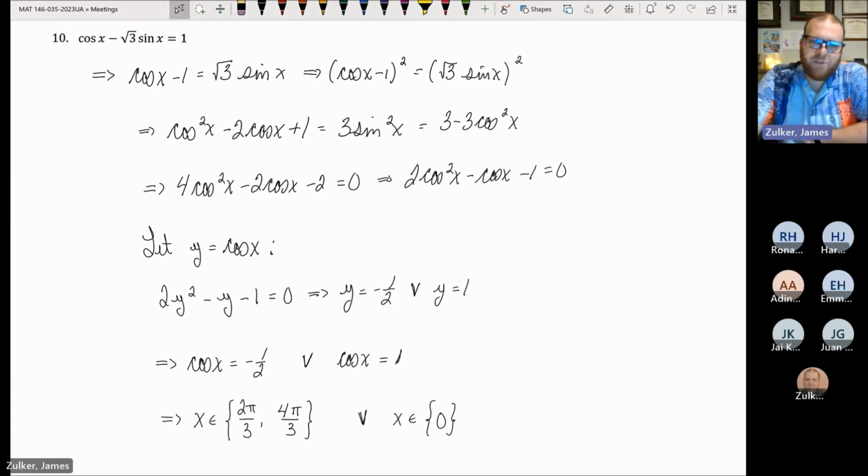Well, we can immediately rule out 2 pi over 3. Cosine's negative, sine is positive. You're going to get negative minus a positive. No way that gives you positive 1. So immediately 2 pi over 3 is out. 0 could work. And 4 pi over 3 could also work.